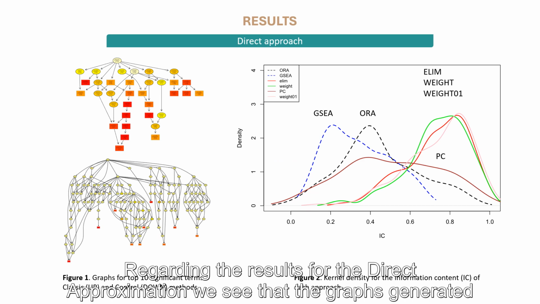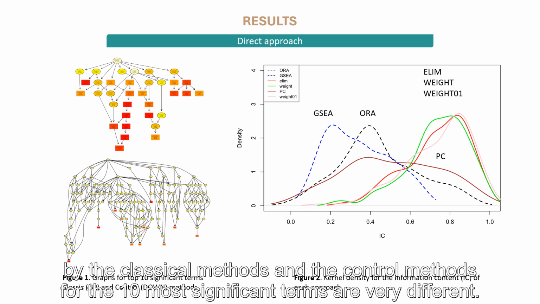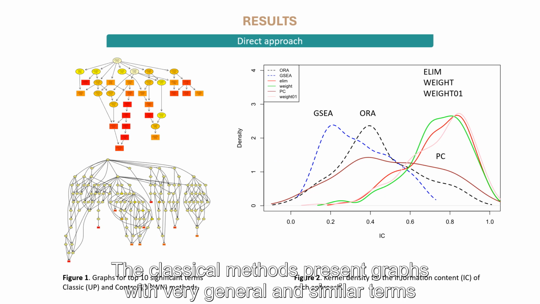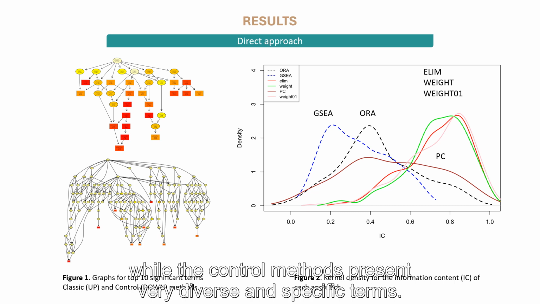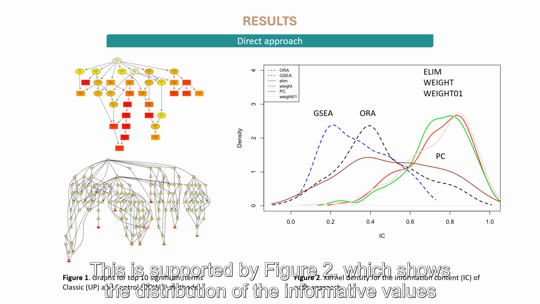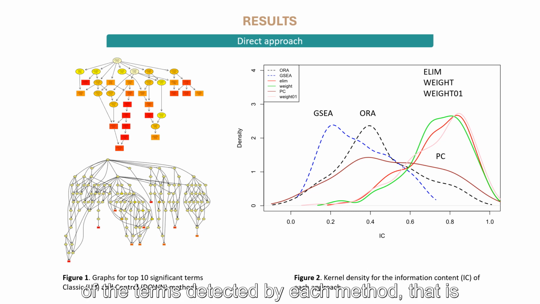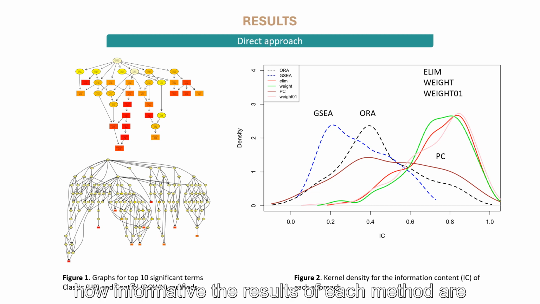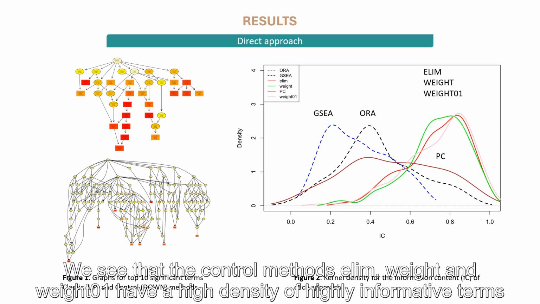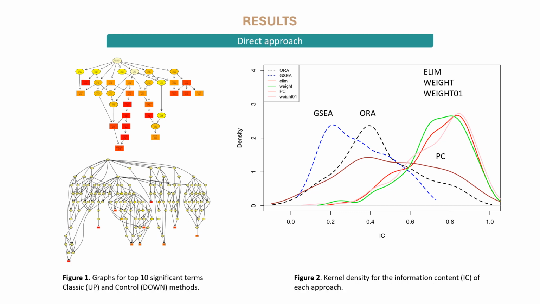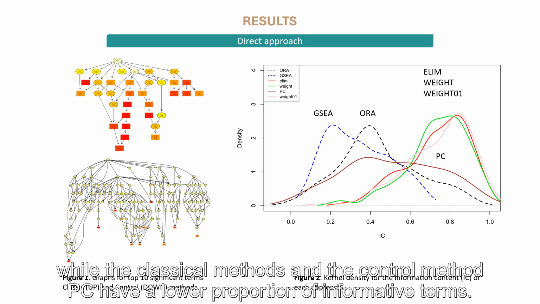Regarding the results for the direct approach, we see that the graphs generated by the classical methods and the control methods for the 10 most significant terms are very different. The classical methods present graphs with very general and similar terms, while the control methods present very diverse and specific terms. This is supported by Figure 2, which shows the distribution of the informative values of the terms detected by each method, that is, how informative the results of each method are. We see that the control methods elim, weight, and weight01 have a high density of highly informative terms, making the results potentially very interesting, while the classical methods and the control method parent-child have a lower proportion of informative terms.